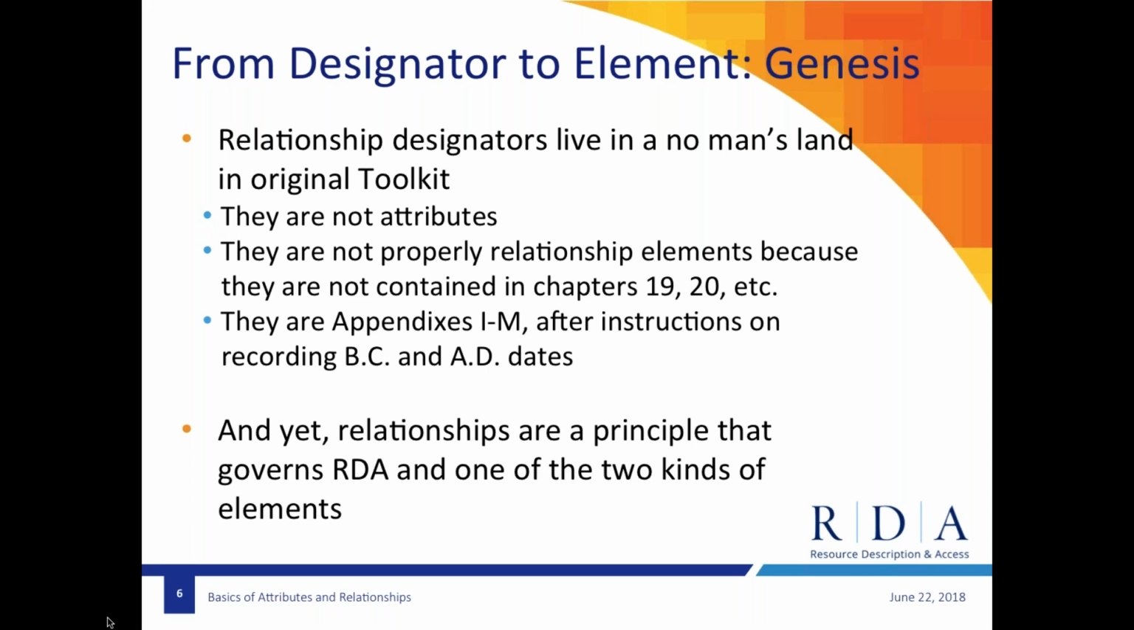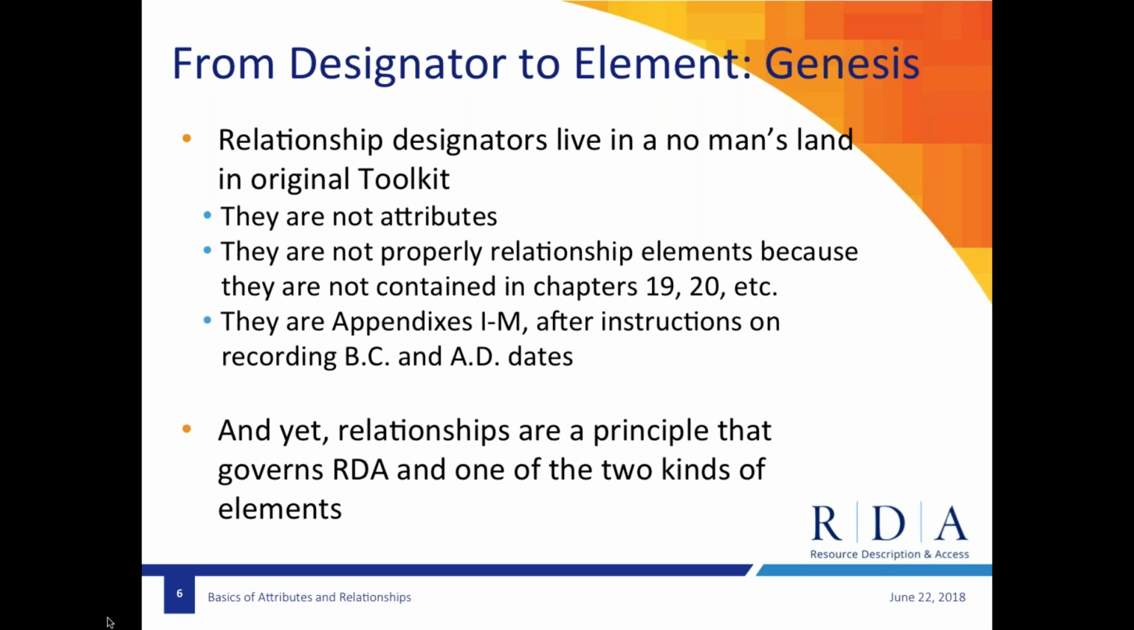So, in the original toolkit, I've described them as kind of living in a no man's land. They're not attributes, definitely not. They're not properly relationship elements because they're not contained in the relationship element chapters. They're in the appendices way after several other appendices on such important matters as capitalization, abbreviations, initial articles, and recording dates in the Christian calendar.